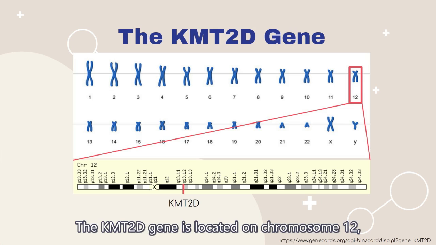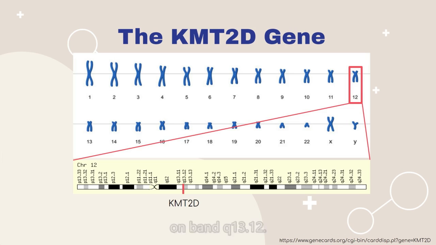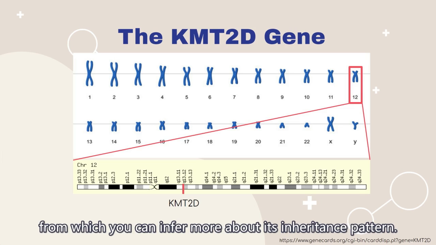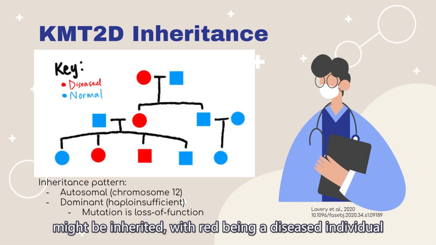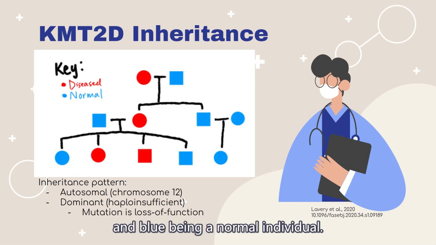The KMT2D gene is located on chromosome 12 on band Q13.12. This makes it an autosomal gene, from which you can infer more about its inheritance pattern. So here is an example pedigree of how KMT2D mutations might be inherited, with red being a diseased individual and blue being a normal individual.